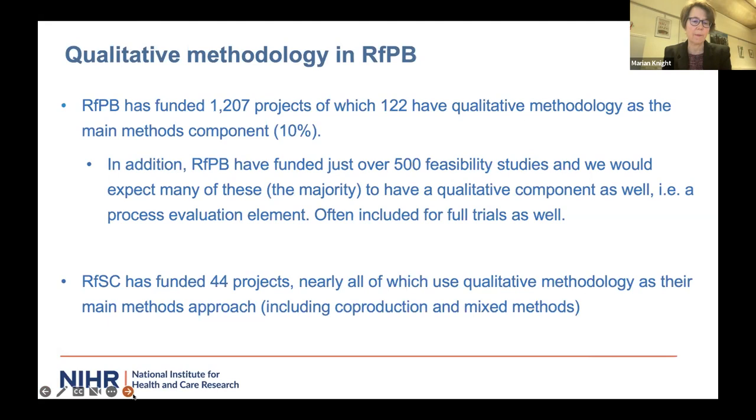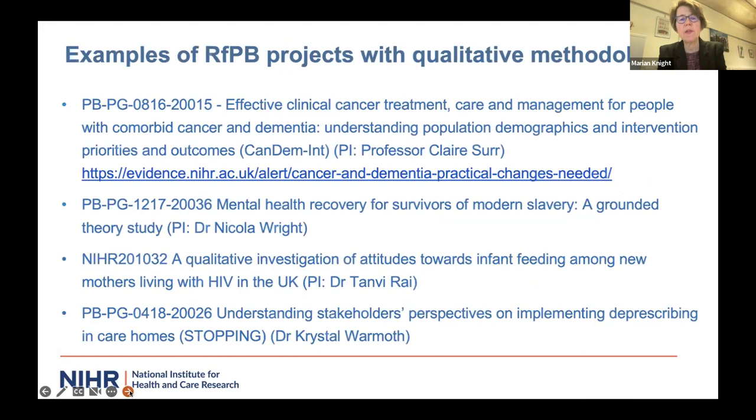And just some examples of RFPB research projects: effective cancer management, treatment and care, understanding the population priorities, mental health recovery for survivors of modern slavery, a qualitative investigation of attitudes towards infant feeding among new mothers living with HIV, and understanding stakeholders' perspectives in implementing deprescribing. And I hope that you can see by looking at those titles an immediate means whereby the findings from the qualitative elements will go forward to either design a new potential study, a new potential investigation, or indeed how we might implement best quality practice.